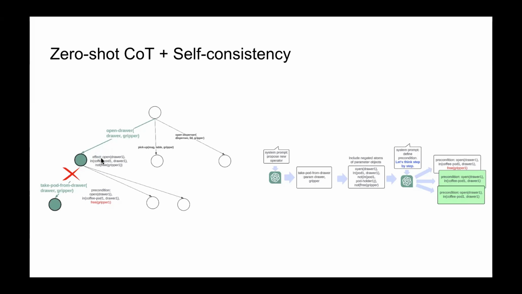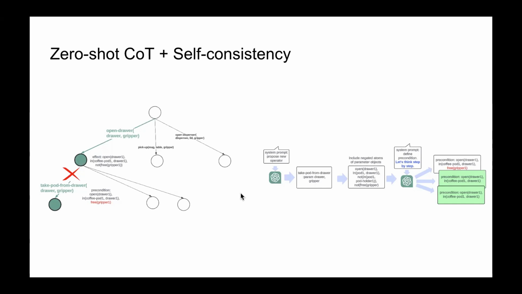And the effect of the open drawer operator, it says, is the drawer will become open and the coffee pot will still be inside the drawer, and the gripper will no longer be free because presumably the gripper will be gripping the drawer. So in this state, I prompted again to say that, okay, propose another operator for interacting with the drawer. Now that it's open, can you think of what I can do next? And it's saying, oh, you can take the pot from the drawer, but the precondition for this operator, it says it's the gripper has to be free, which is not satisfied in this current state. So the large language model has made a mistake here.